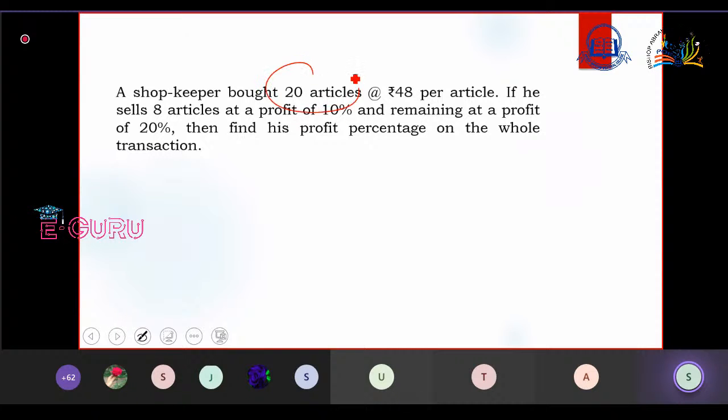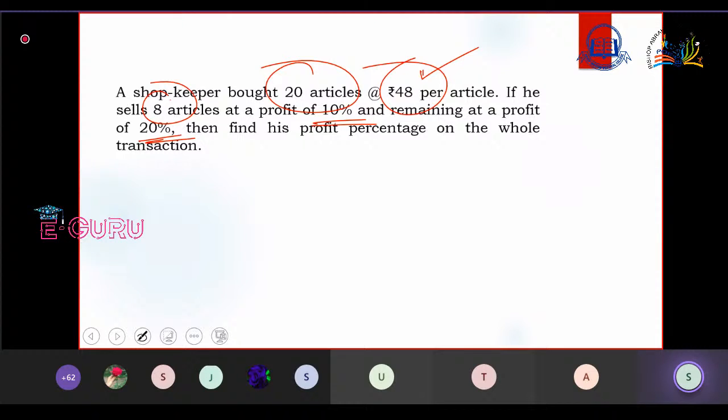It is given that 20 articles at the rate of rupees 48 per article. If he sells 8 articles at a profit of 10% and remaining at a profit of 20%, then find his profit percentage on the whole transaction. So 20 articles at the rate of rupees 48 per article means the cost price is same for all the articles, right? He bought 20 articles at the rate of rupees 48 per article. That means his cost price is same.